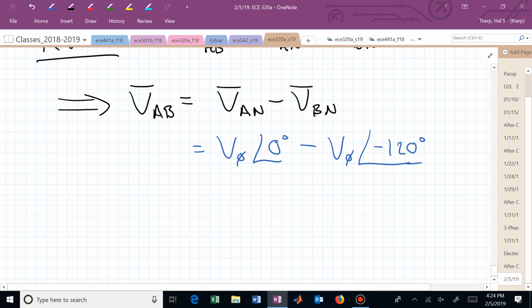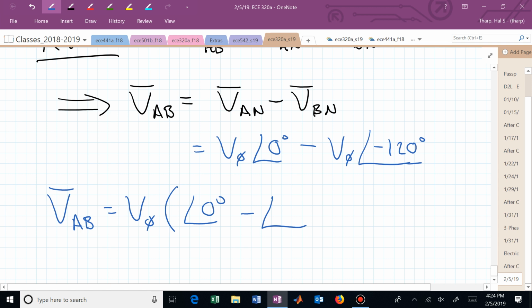So that now V sub AB, the magnitude's the same. We can just combine these phasors. We have a 0 degree phasor, and we're subtracting from that a minus 120 degree phasor. These have a magnitude of 1 at an angle of 0, minus 1 at minus 120.